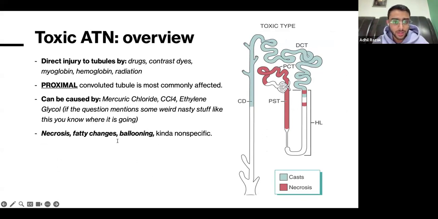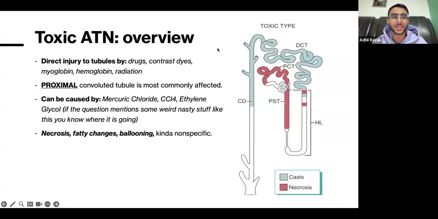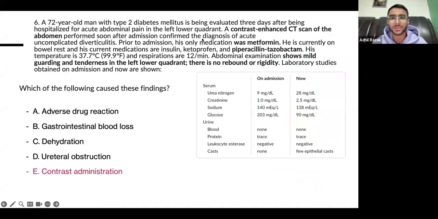Okay, someone has a question: he presented to the hospital before the contrast, so how is it the cause? From how I understand the question, he presented to the hospital because of the diagnosis of acute uncomplicated diverticulitis. That was his original condition. But he took the CT for the examination of the diverticulitis, and that's how he got ATN.